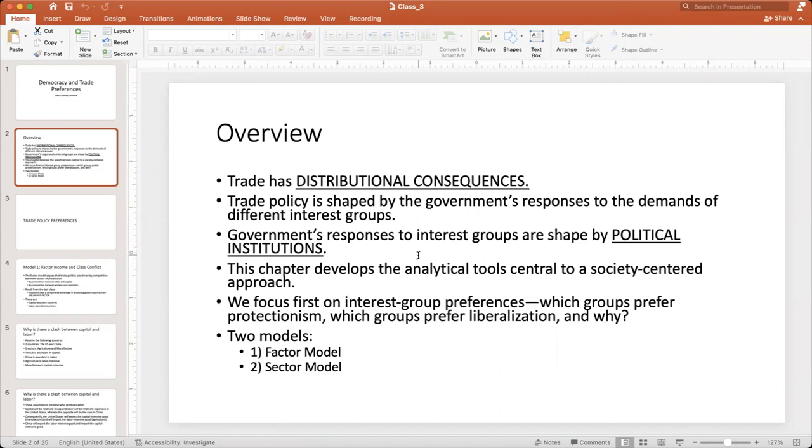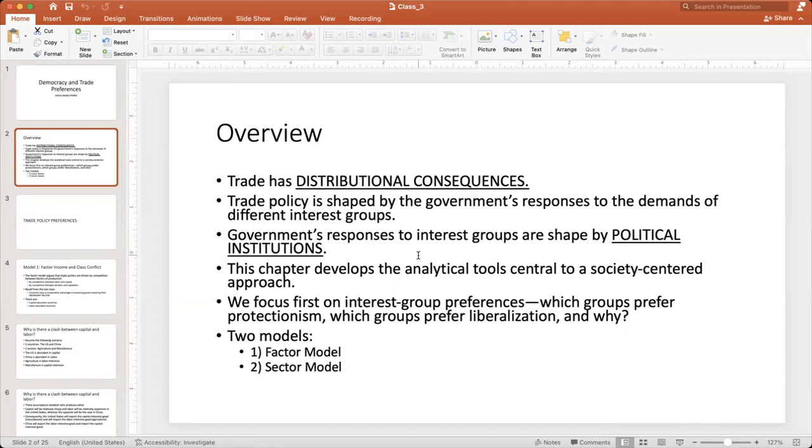Trade has distributional consequences, and trade policy is shaped by governments' responses to the demands of different interest groups. Government responses to interest groups are shaped by political institutions. And we are going to explain why this chapter develops an analytical tool central to a society-centered approach. We are going to focus first on interest group preferences: which groups prefer protectionism, and which groups prefer liberalization. In order to do that, we're going to develop two models, the factor model and the sector model.